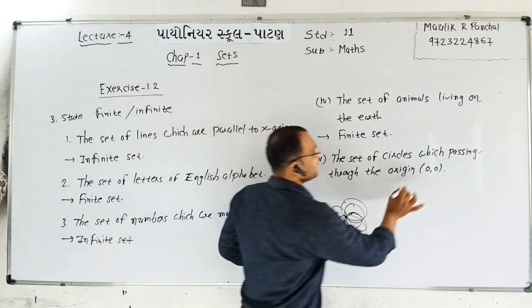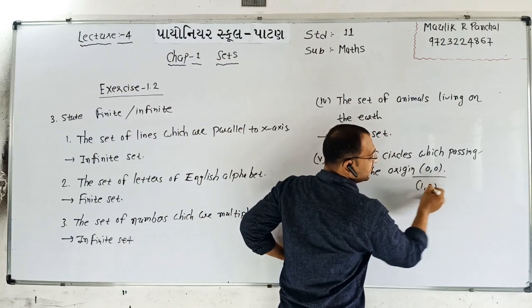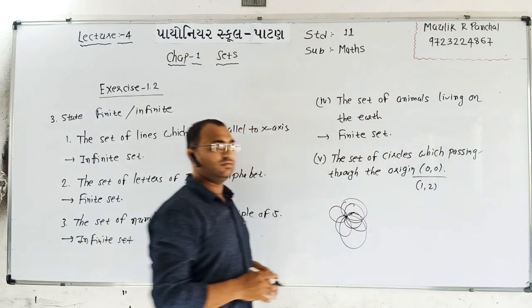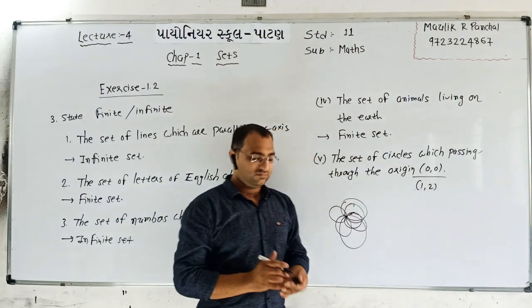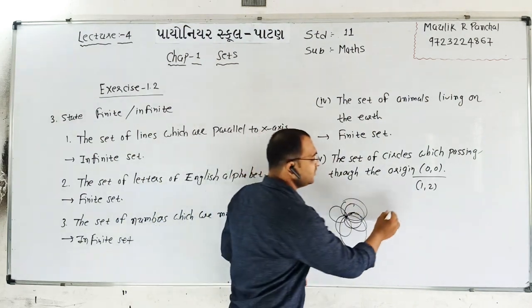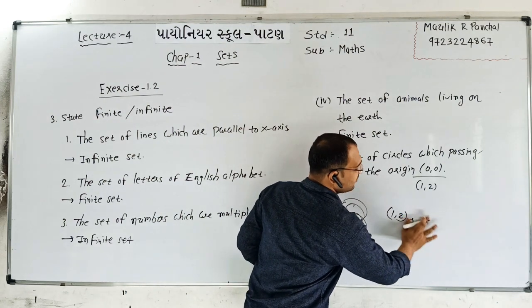If here the point is 1, 2 in place of 0, 0, then 1, 2 is also only one point.